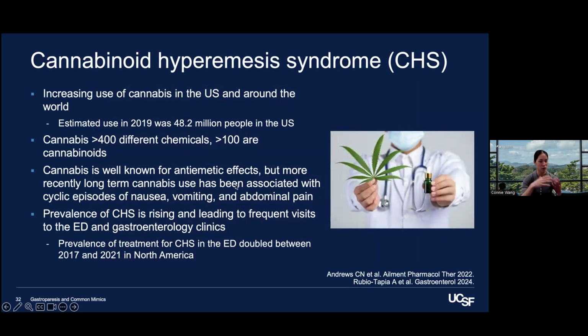The cannabinoids are a very heterogeneous type of medication, and there are a lot of different chemicals that have been identified, with over 100 cannabinoids. But while cannabis has been really well known for having antiemetic properties, more recently it's been well recognized that heavy chronic long-term use of cannabis has been associated with cyclic episodes of nausea, vomiting, and abdominal pain, very similar to how we diagnose cyclic vomiting syndrome. Recent studies have seen a rise in both ED visits and visits to GI clinics related to this problem.